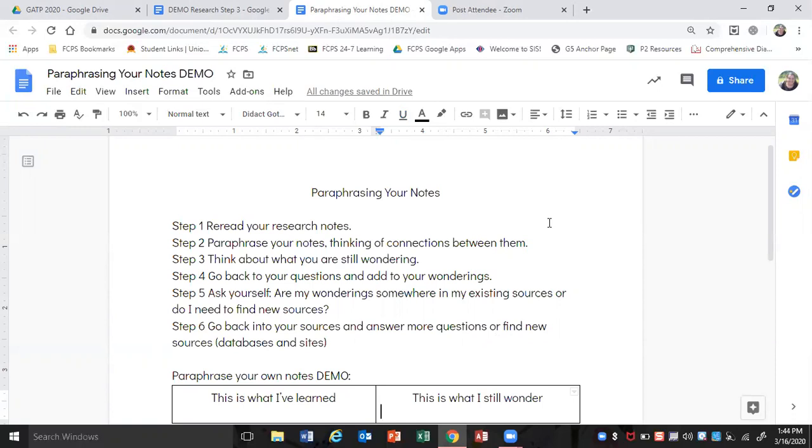And then I'll ask myself if the things I still want to know are somewhere in my existing sources, or if I may need to go back and find some new sources. And if that's the case, we're going to go back into our sources, answer some more questions, or maybe find some new databases and sites. So I'm going to start with step 1, and I'm going to go reread my research notes.